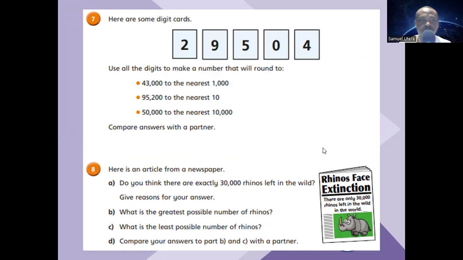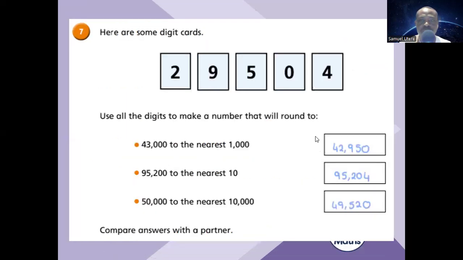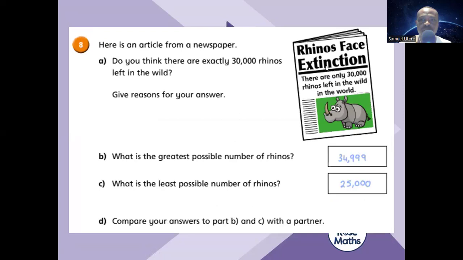All right, assuming you've paused the video and you've answered the questions, here are the answers. Let's discuss them. These are the answers for question 7. Here are some digit cards. You've been asked to use all the digits to make a number that will round to 43,000. Of course, by now you should know how to make numbers that will round to 43,000. So you see, the 9 has to be there so that it will round to the nearest thousand higher up, which is 43,000. And these are the answers to question 8.